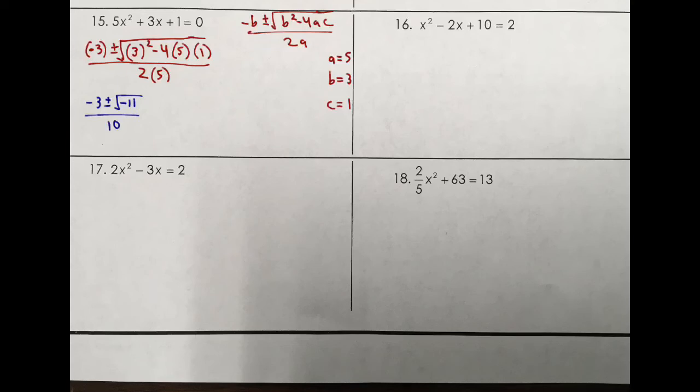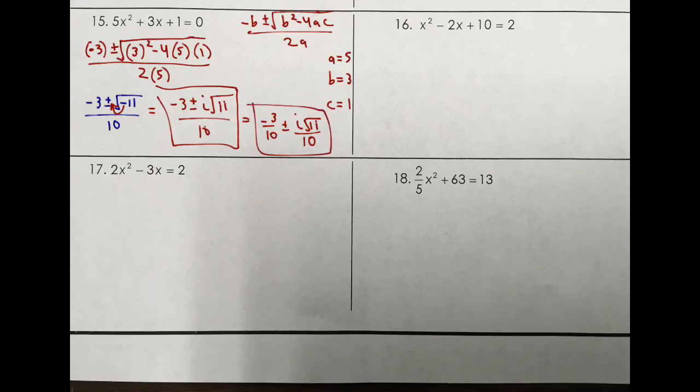We got to bring this out as an i. And so we have negative 3 plus or minus i radical 11 over 10. Then you separate negative 3. I mean, you could leave it like this because this doesn't simplify, but if you separate, you'd have negative 3 over 10 plus or minus i radical 11 over 10. So either or.